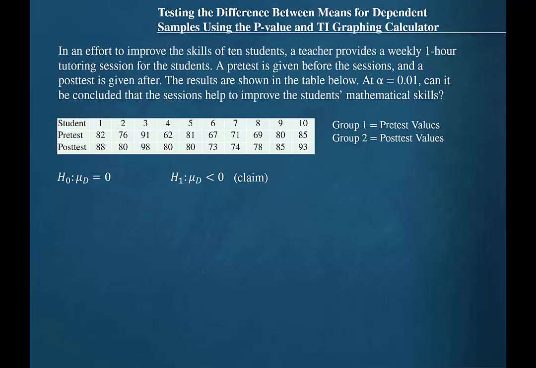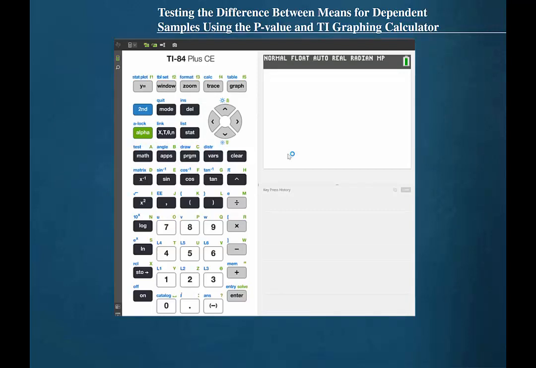Since the data values are matched pairs, the technique for testing improvement begins with finding the differences in each pair. It is important that the orientation of the differences is established at the beginning and remains consistent throughout the problem. It was decided that Group 1 would be represented by the pre-test score values and Group 2 would be represented by the post-test score values. This leads to the null hypothesis, mu sub d equal to 0, and alternative hypothesis, mu sub d less than 0. In this case, the claim is in the alternative hypothesis. We will use the TI graphing calculator to find the p-value for this hypothesis test.